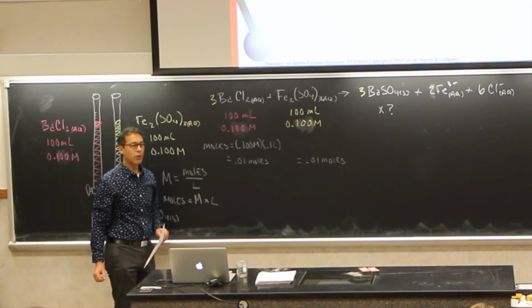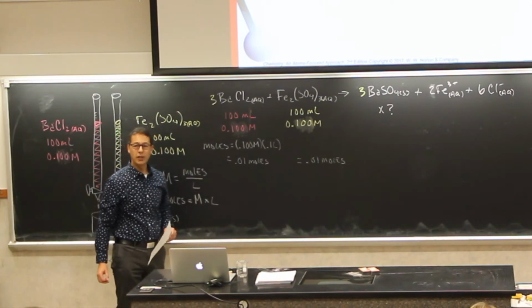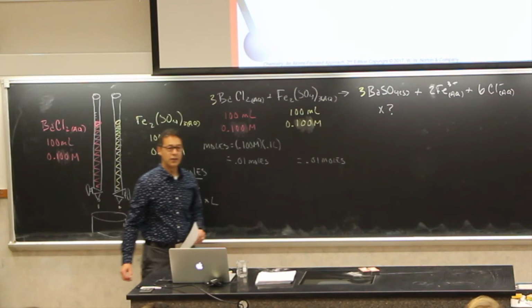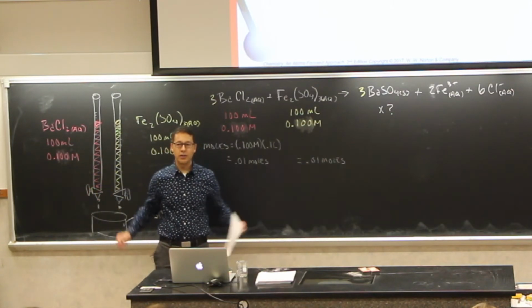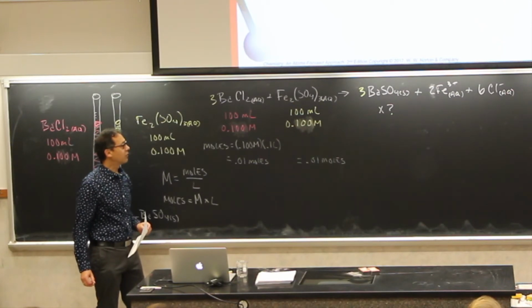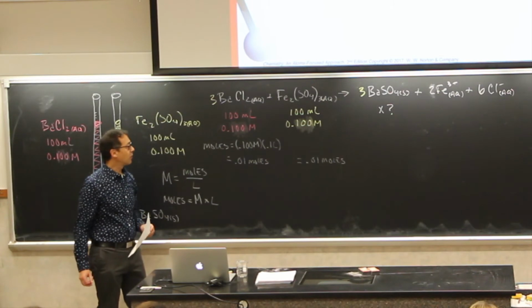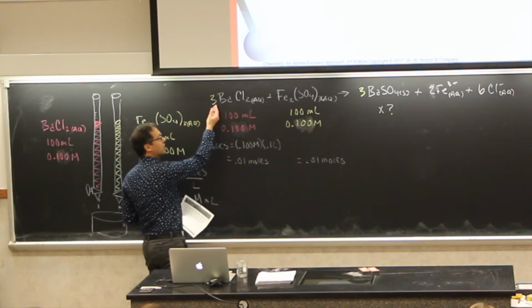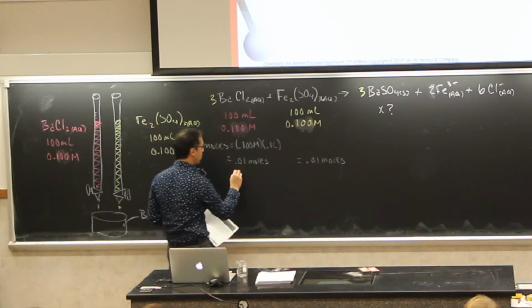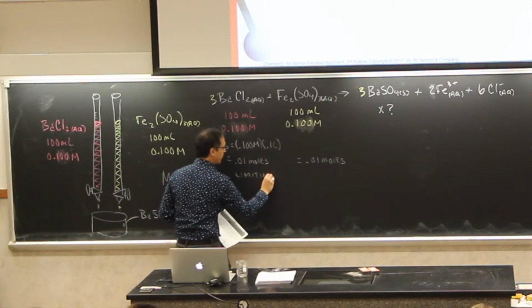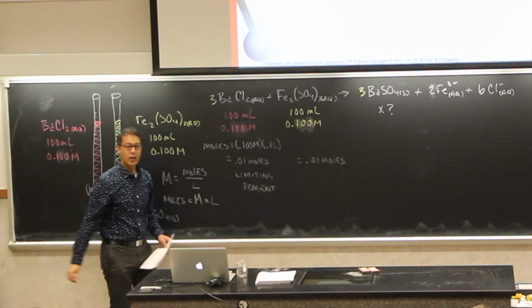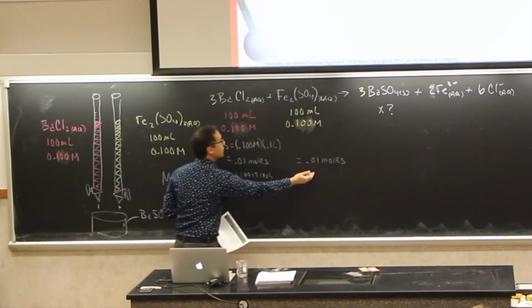Can we figure out which one we run out of just looking at the stoichiometry? Is it the one on the left or the one on the right? Which one do we run out of? Barium chloride or iron 3 sulfate? The barium chloride. We run out of the barium chloride because it tells us with this here we need 3 times as much. So we run out of the barium chloride. So this here becomes our limiting reagent. So this is what we're going to run out of. This here is going to be our excess.